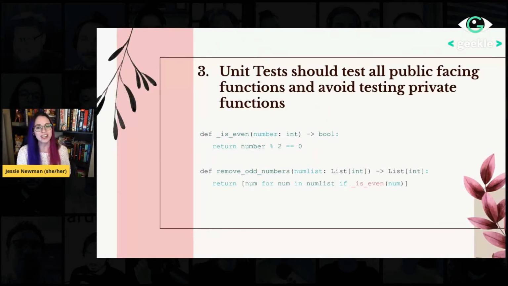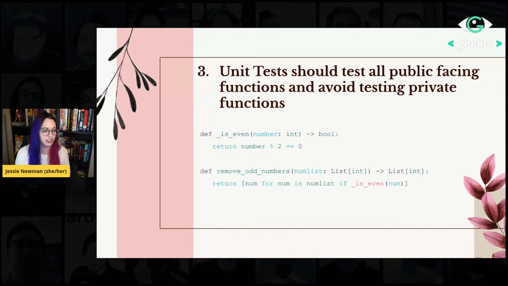3, unit tests should test all public-facing functions and avoid testing private functions. So in this example, we have our remove odd numbers function, and this private function is even, that is used by remove odd numbers. So if you want to test this, what you would want to do is you would test remove odd numbers. You would not test is even.